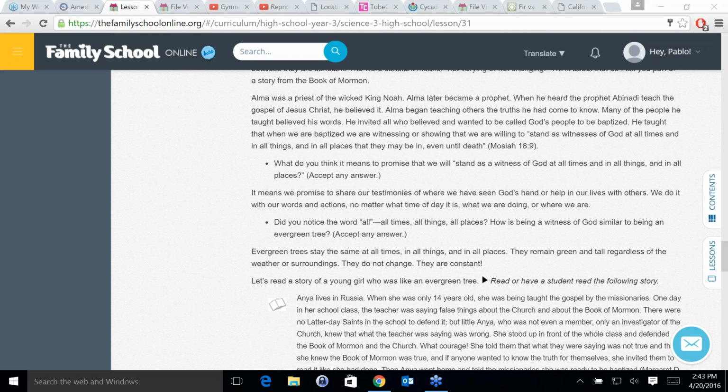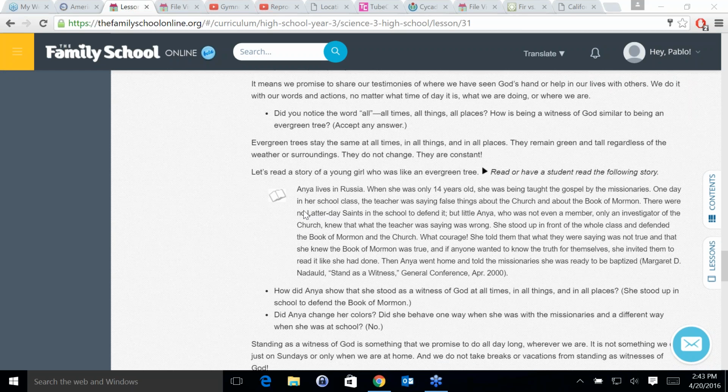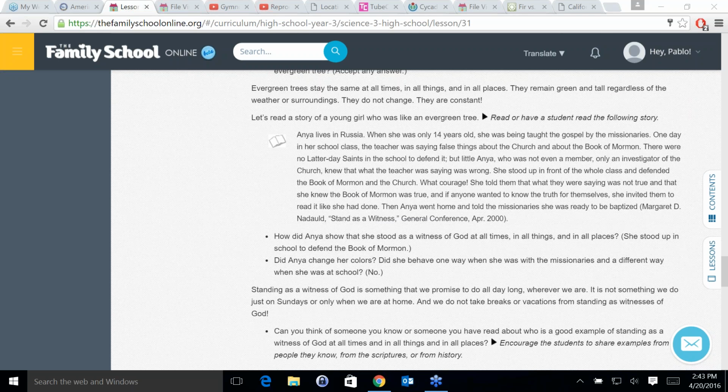This is a story of a young girl who was like an evergreen tree, and her name is Anya. Anya lives in Russia. She was only 14 years old, and she began to be taught the gospel by the missionaries. One day in her school class, the teacher was saying false things about the church and about the Book of Mormon. There were no Latter-day Saints in the school to defend it, but Anya, who was not even a member, only an investigator of the church, knew that what the teacher was saying was wrong. She stood up in front of the whole class and defended the Book of Mormon and the church.